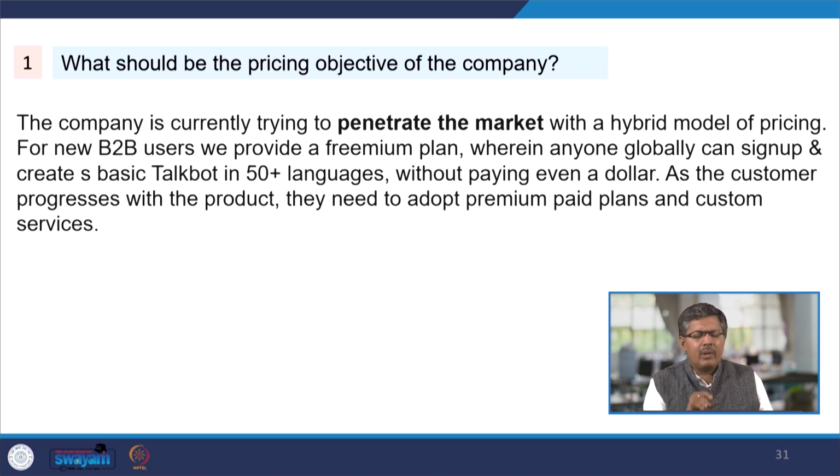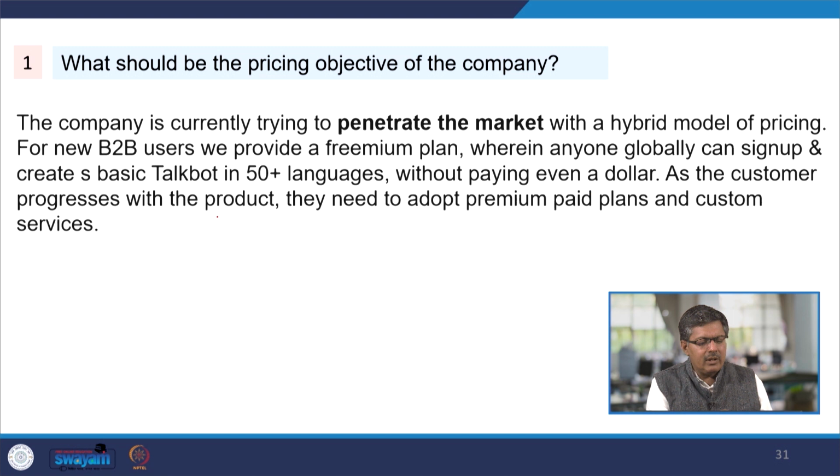First, let us see what should be the pricing objective of the company. I have tried to have my own view, you can also have your own view. Since the company is currently trying to penetrate the market, right, with a hybrid model of pricing for new B2B users, we provide a freemium plan, right, whereby anyone globally can sign up and create a basic talkbot in 50 plus languages without paying even a dollar. I have taken this answer from the founder himself, who happens to be my former student. So, he has given this answer.